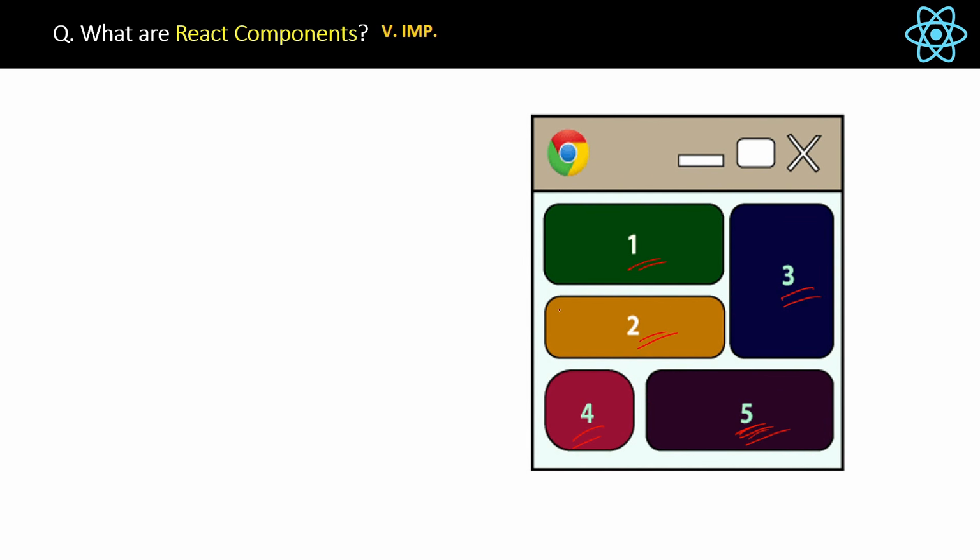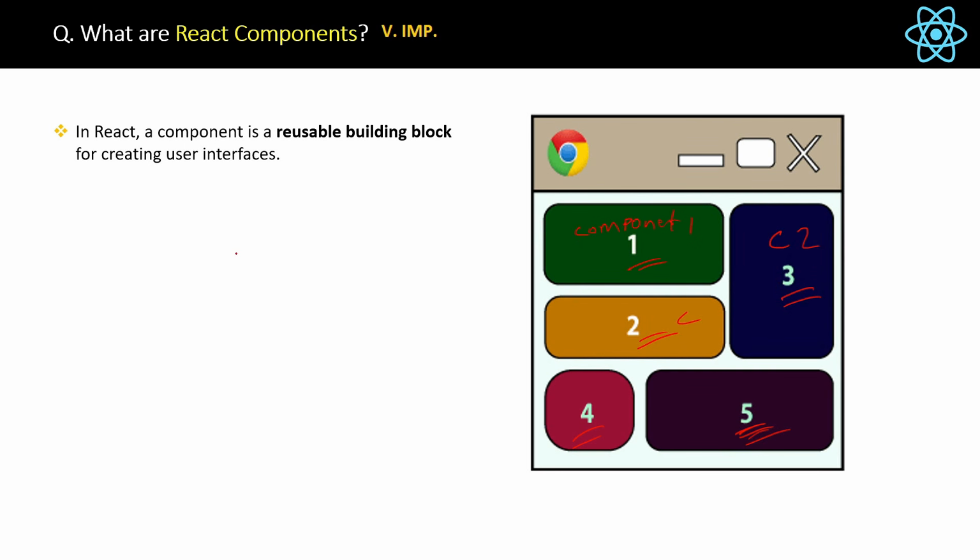Now in a React application, we will create separate components for separate sections, and these components can be reused anywhere in the website. So the simple definition of a component is, in React, a component is a reusable building block for creating user interfaces. That's it.